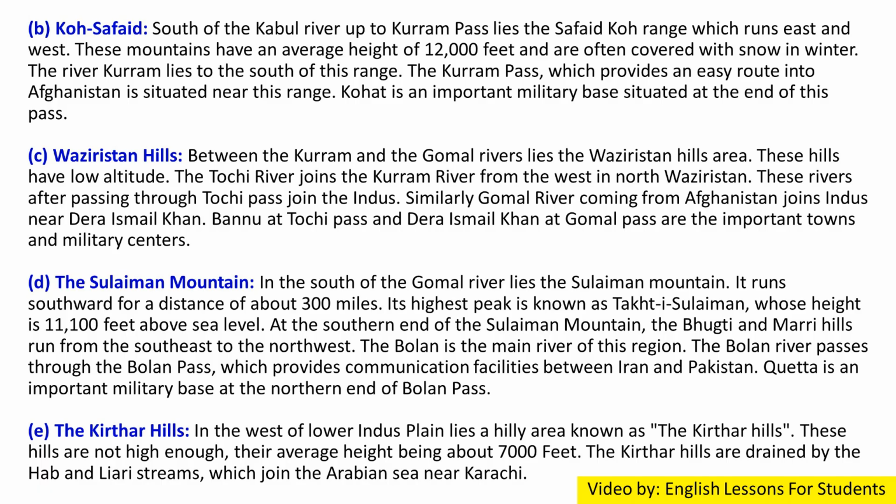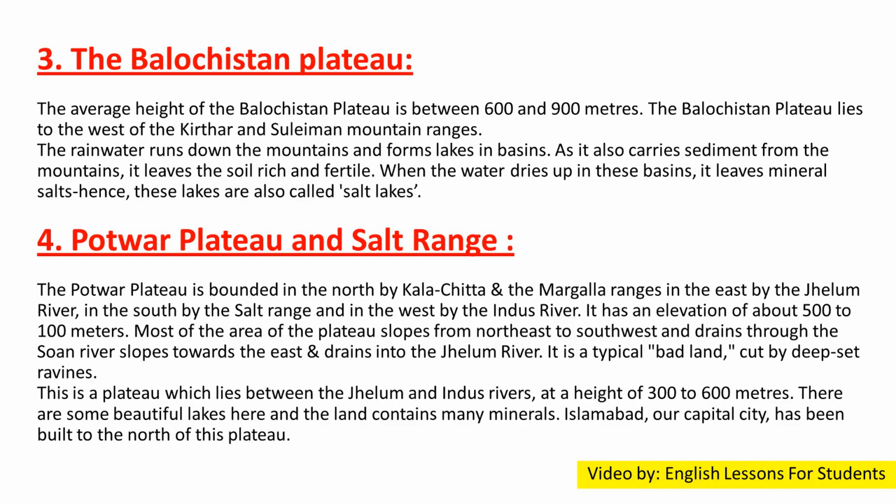Number 5, the Kirthar Hills. In the west of Lower Indus Plain lies a hilly area known as the Kirthar Hills. These hills are not high, their average height being about 7,000 feet. The Kirthar Hills are drained by the Hab and Lyari streams, which join the Arabian Sea near Karachi. The Balochistan Plateau.